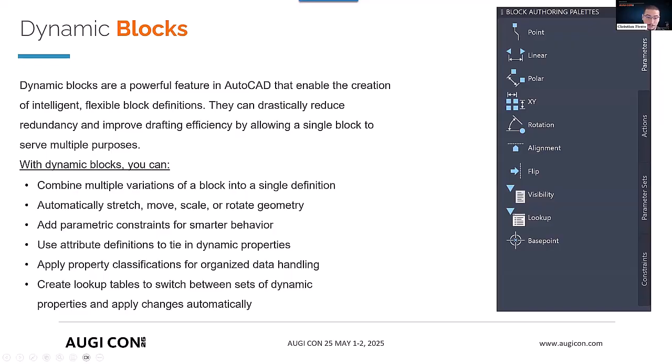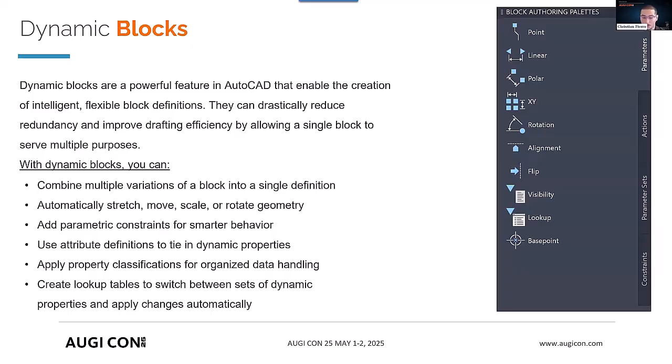You can automatically stretch, move, scale, and rotate geometry, add parametric constraints for smarter behavior, use attribute definitions to tie in dynamic properties. So think of using an mtext or text inside of a block as a standard. So that's what an attribute definition is. It's just a block version of a text object. Apply property classifications for organized data handling. So you can add on additional user-defined properties in your block that you can later reference by fields, which is a great use, and other ways as well.